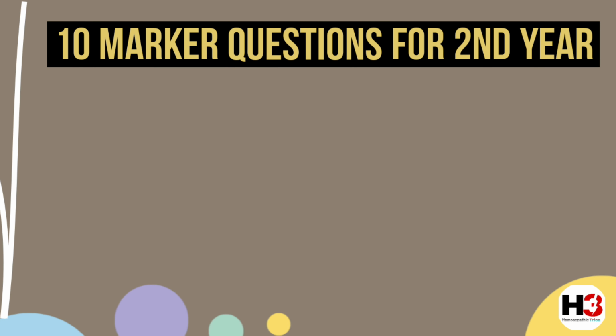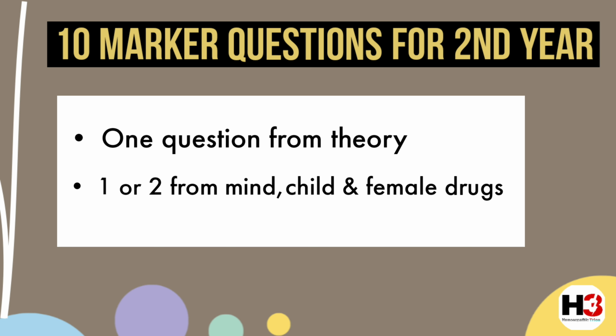Now next, let's have a look at the 10 marker questions. Now as a second year student, there is one compulsory question from the theory section and one or two questions from the mental, child or female symptoms of a few important drugs such as Calcarea carbonica, Pulsatilla, etc.